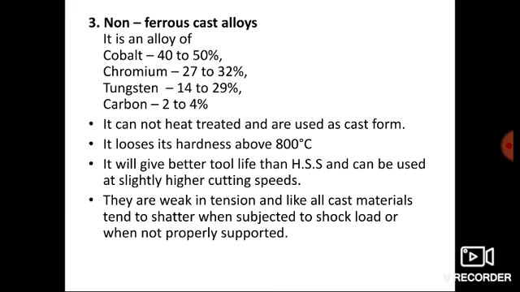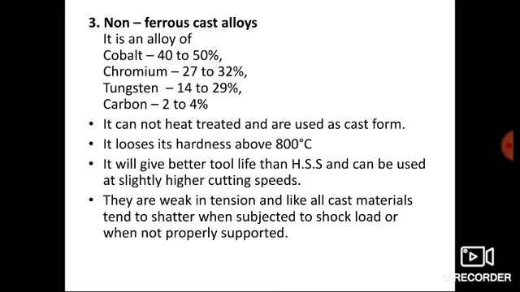Now the next material is non-ferrous cast alloy. It is an alloy of cobalt, chromium, tungsten and carbon. Cobalt is 40 to 50%, chromium 27 to 32%, tungsten 14 to 29% and carbon 2 to 4%. It loses its hardness above 800 degrees Celsius. So you can see this cutting tool can be used up to 800 degrees Celsius. Beyond that, it will lose its hardness.